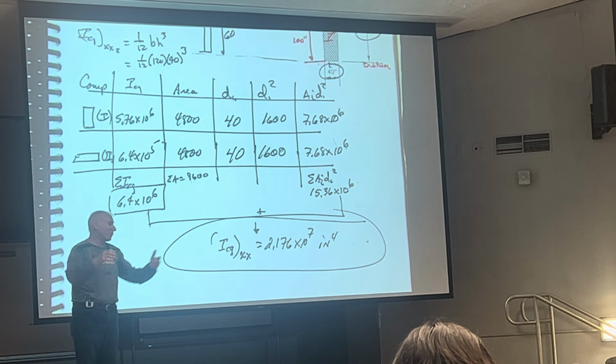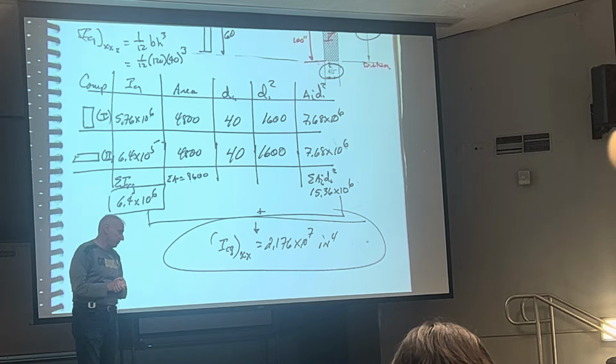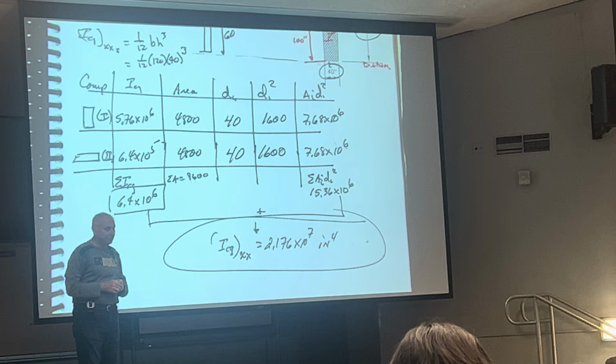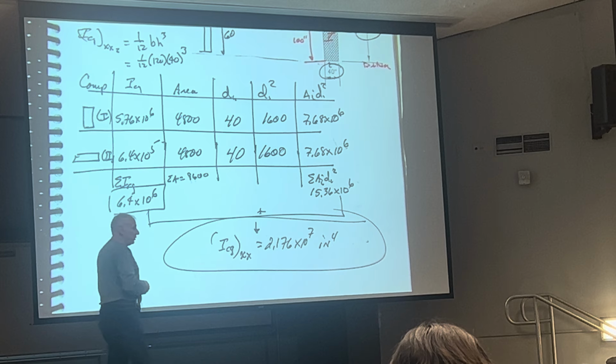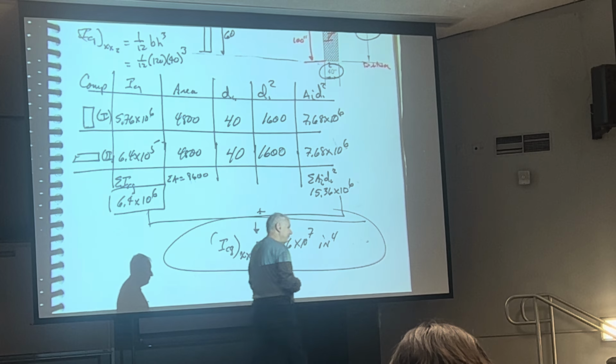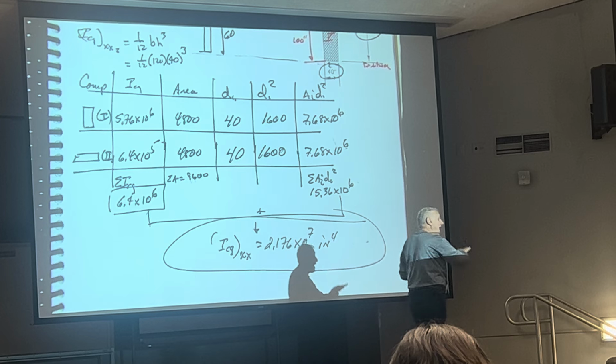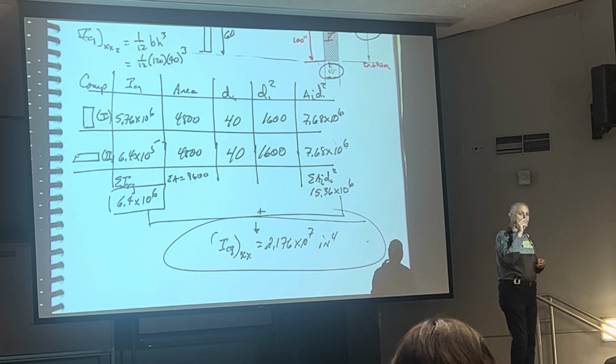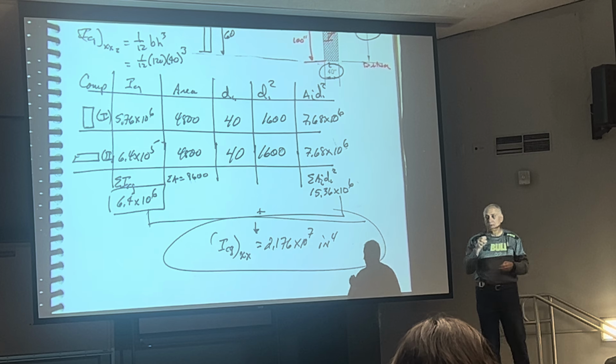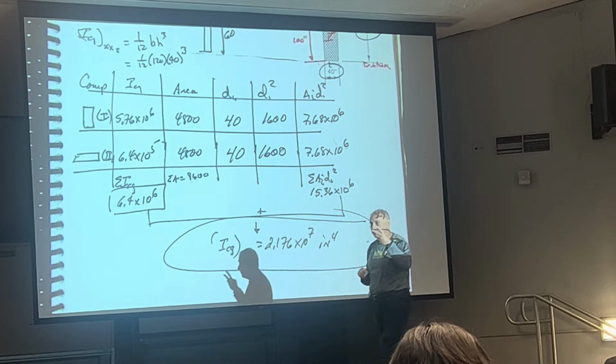Error number 1, you picked the wrong formula from the formula sheet. Error number 2, you forget a minus sign. Because if I give you a cutout, that's a negative area. Gotta take that out.